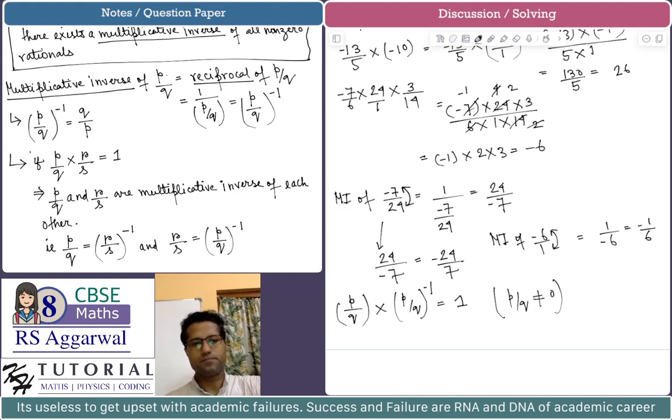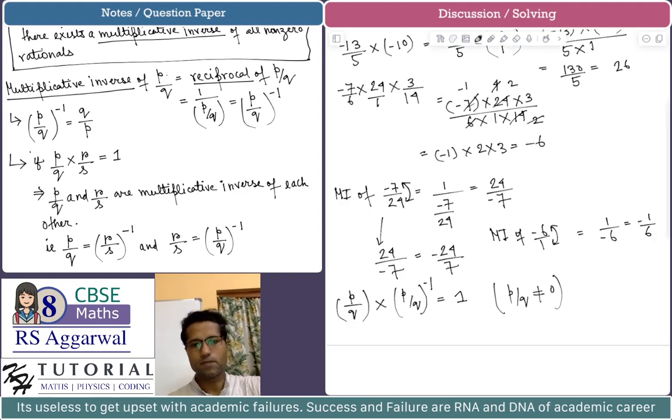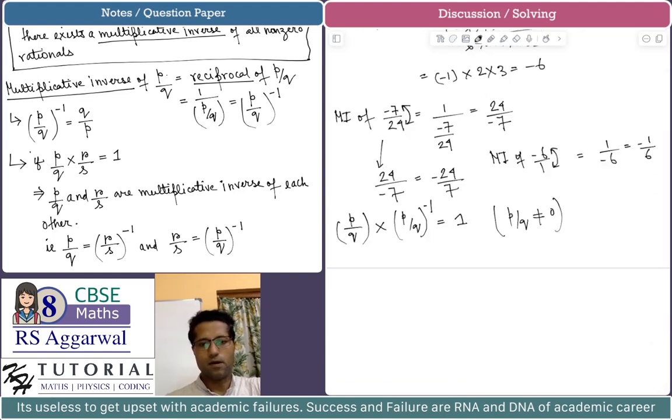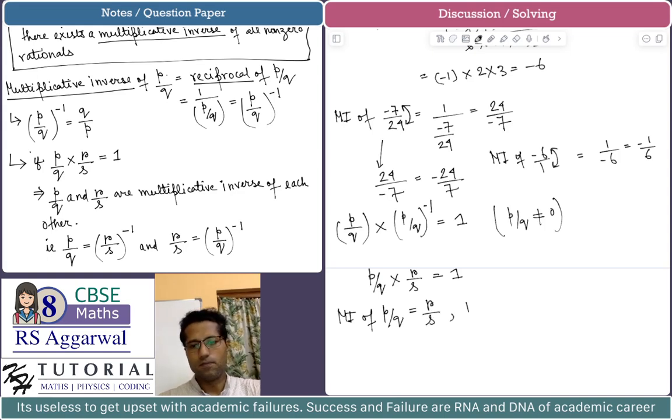And also, if you have something like p by q multiplied by r by s, and the product of the two rational numbers is given as 1, then you can say that the multiplicative inverse of p by q is equal to r by s, and the multiplicative inverse of r by s is equal to p by q.